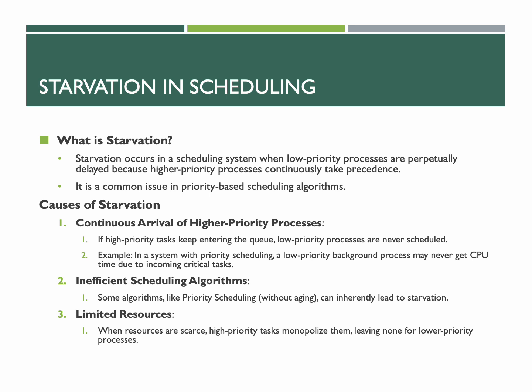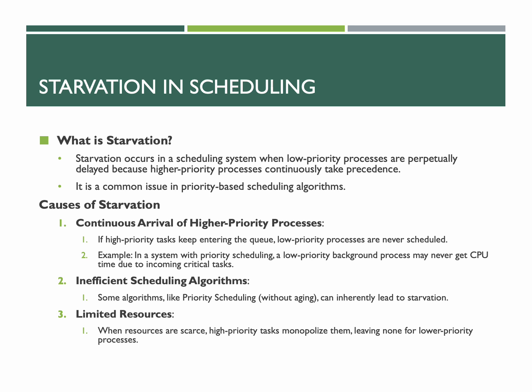Alright, so let's discuss now a significant issue that arises in process scheduling, which is starvation. Now, what is starvation? Starvation occurs when low priority processes are perpetually delayed because high priority processes continuously take precedence. This leads to some processes never getting the CPU time or resources they need to execute. So, starvation is most commonly associated with priority based scheduling algorithms, where processes with high priority dominate system resources.